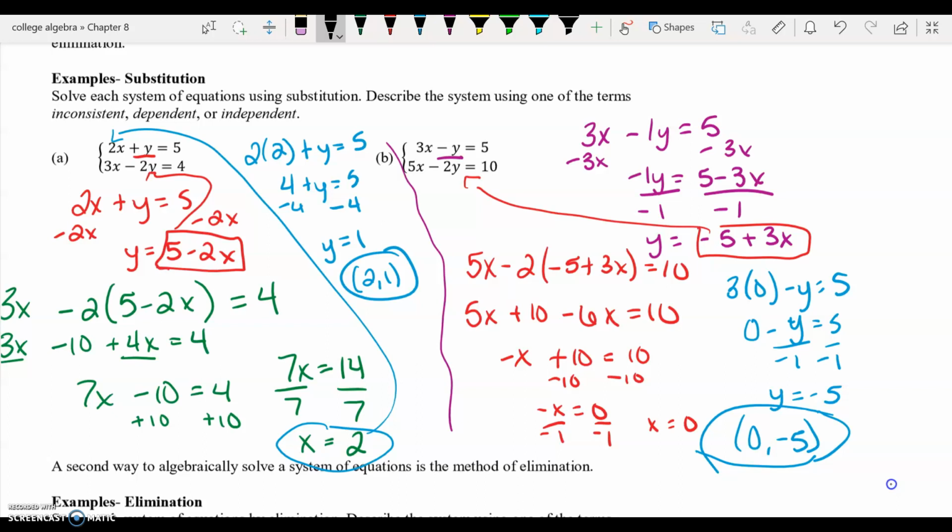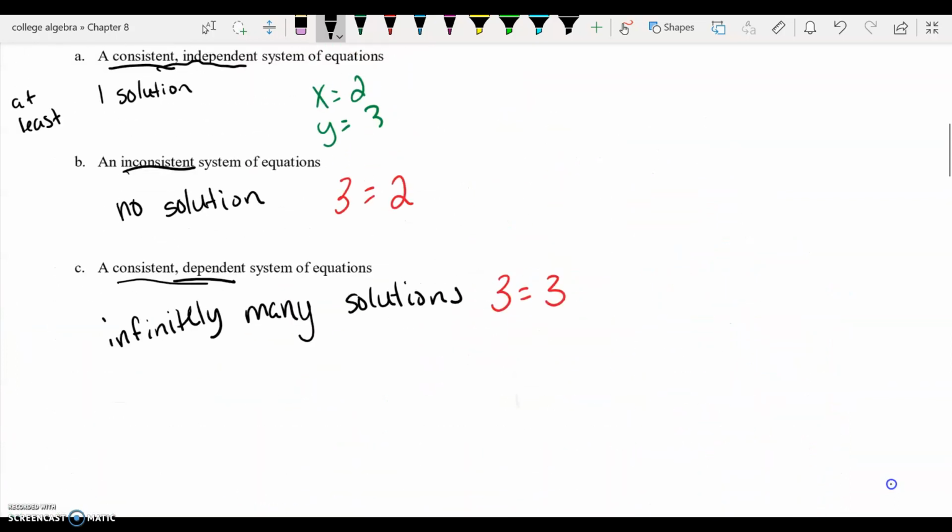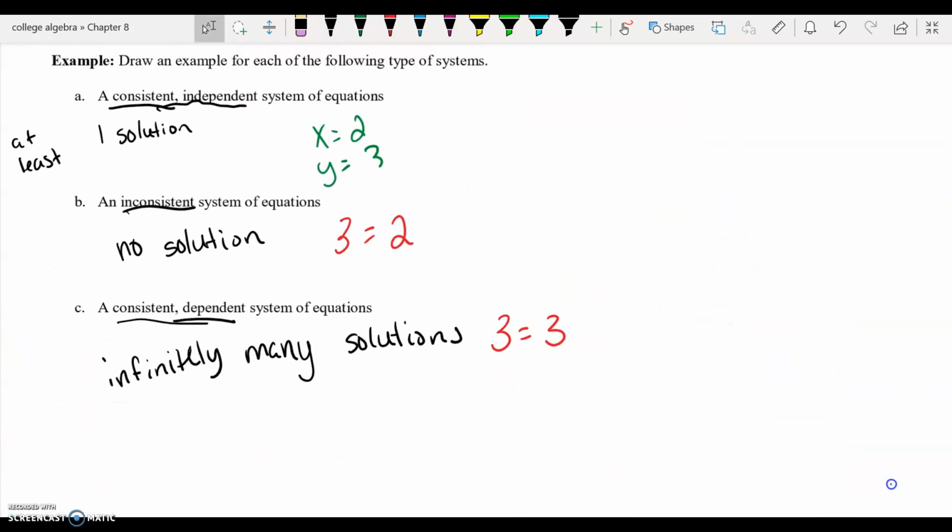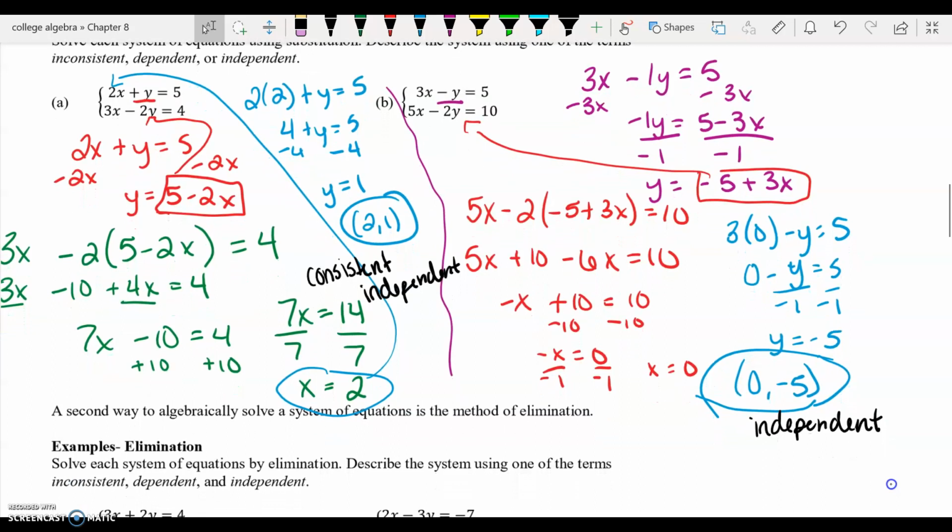Don't forget you want to label these. So this one right here is going to be consistent. Really what you're worried about is the word independent. Independent means one answer, so this one's also independent. Dependent means they depend on each other, so that would be infinitely many solutions, and that's what I had you write up here. So just keep that in mind because you're going to do that on the Hawks.